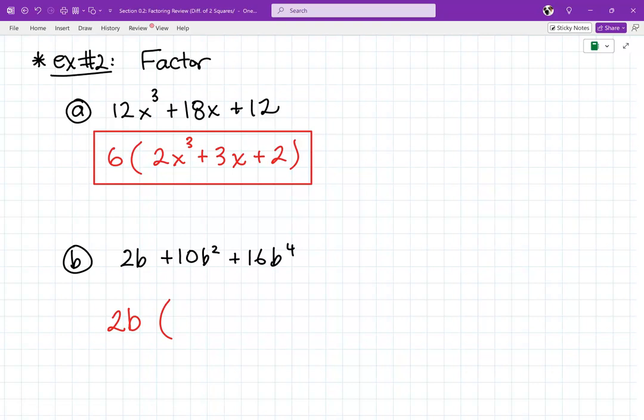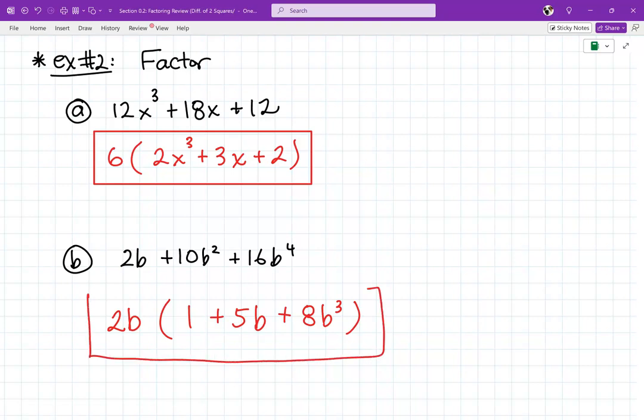So if I take out a 2B, what happens to the first 2B? It becomes a what? Not a 0, but kind of close. It's a 1. It becomes a placeholder, right? Because what we're doing is we're saying 2B divided by 2B. So it all cancels out, which is the 1, right? Then the next one, 10 divided by 2, that's 5. B squared divided by B, that's B to the first. And then 16 divided by 2, that's 8. And B to the fourth divided by B, that's B cubed. And that's it. That's all you guys have.